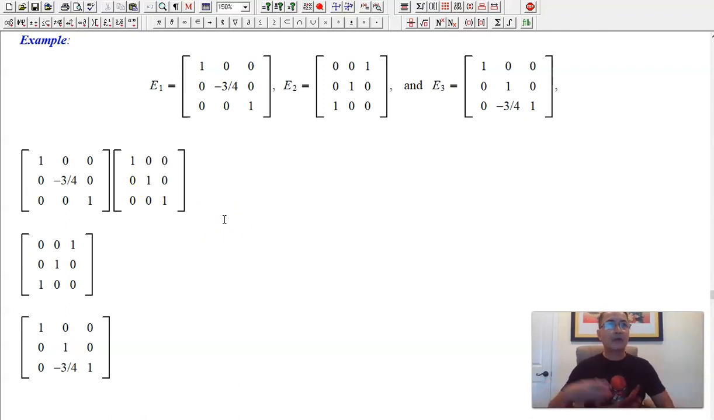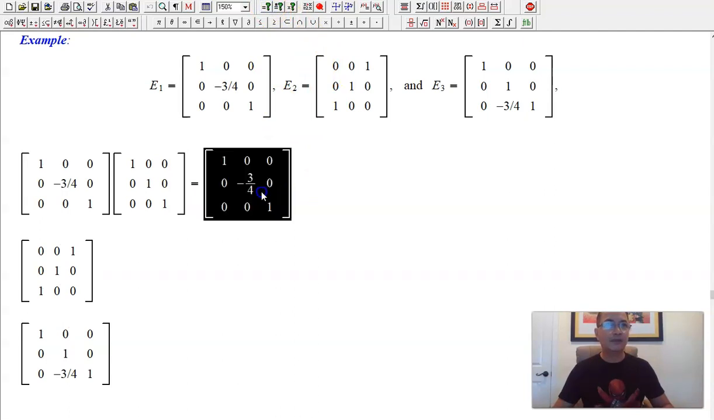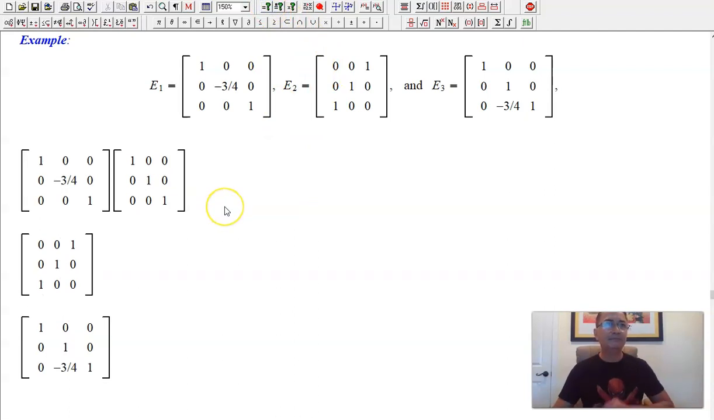Okay, so there you go. Of course, if you multiply those together, you will get the same matrix on the left. We know that. It's just written a little bit differently because of Maple. Okay, but what's the point I want to make here?